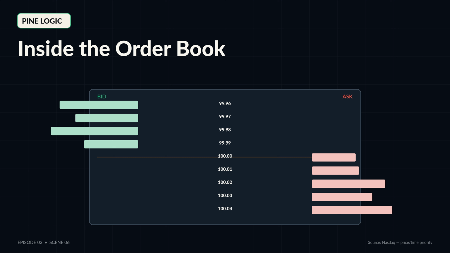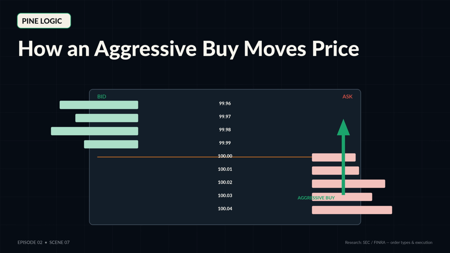The visible order book contains bids and offers arranged by price. Nasdaq, for example, uses price time priority for displayed orders. Better prices first, then earlier orders at the same price. Price is not moving through empty space. It is moving through queues of available liquidity.